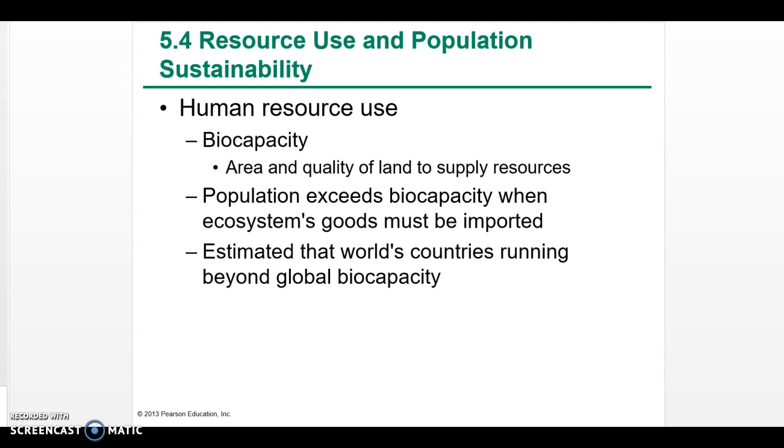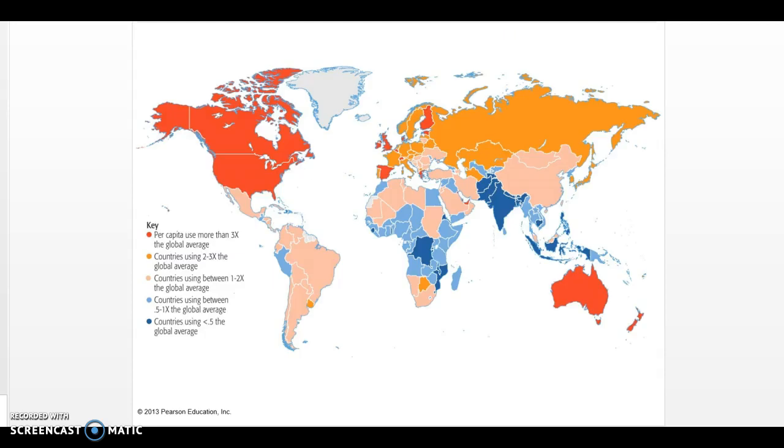So for human resource use, there are also other important terms. Biocapacity: this is the area and quality of land to supply resources. When populations exceed biocapacity, when the ecosystem's goods must be imported, we're at that point where we import most of our goods. It's estimated the world's countries are running beyond their global biocapacity. Don't forget, we import a lot.